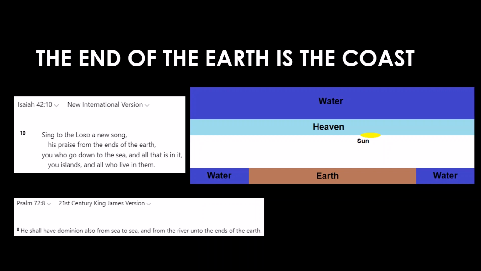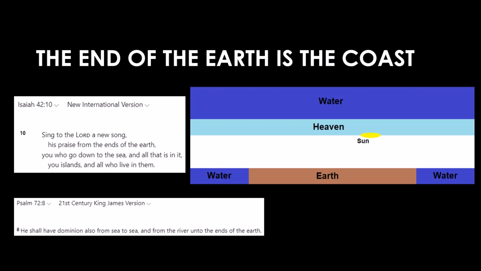In Isaiah 42, for example, he describes locations that are ever further away. And he starts with the ends of the earth, then the sea, and then finally islands in the sea. "Sing to the Lord a new song, his praise from the ends of the earth. You will go down to the sea and all that is in it, you islands and all who live in them." And in Psalm 72 you read, "He shall have dominion also from sea to sea, and from the river unto the ends of the earth."